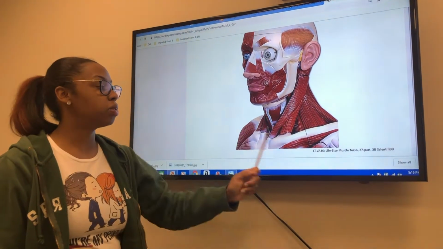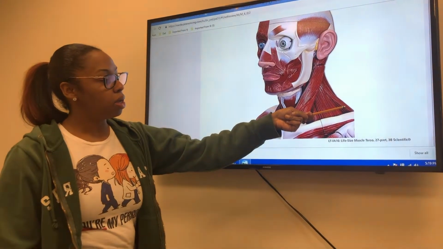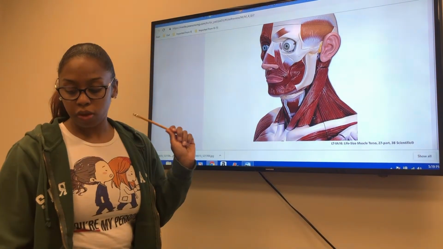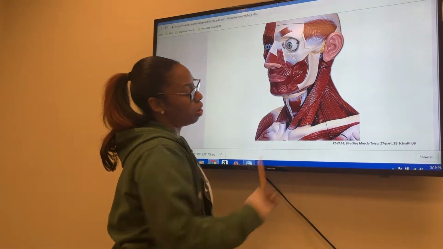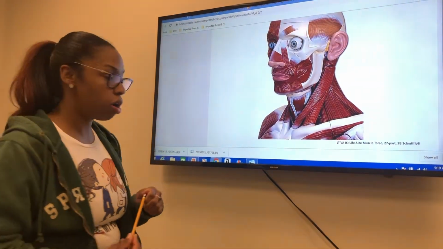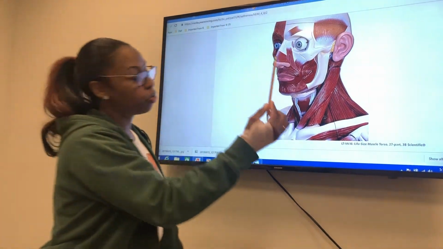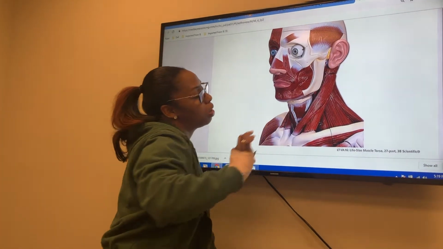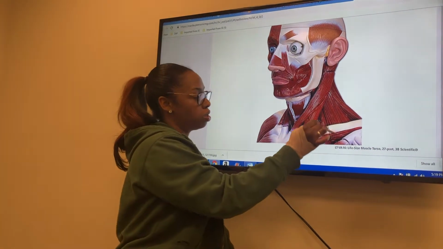It has 3 parts: the anterior, the medial, and the posterior. And its action is to elevate the first 2 ribs, so this area here. And its innervation is the cervical spinal nerves. And its origin is the transverse process of the temporal bones in this area. And its insertion are the first 2 ribs in this area.